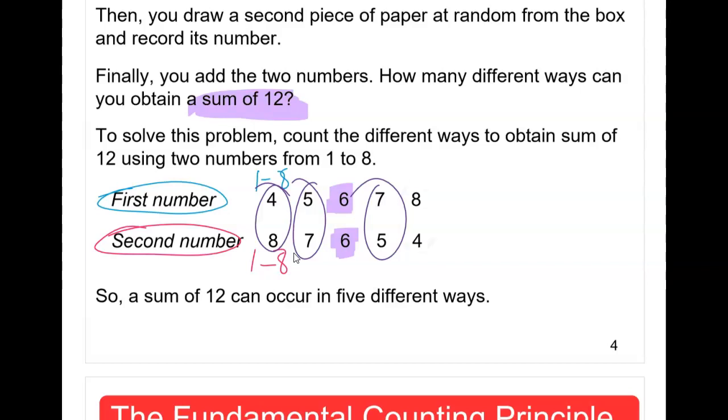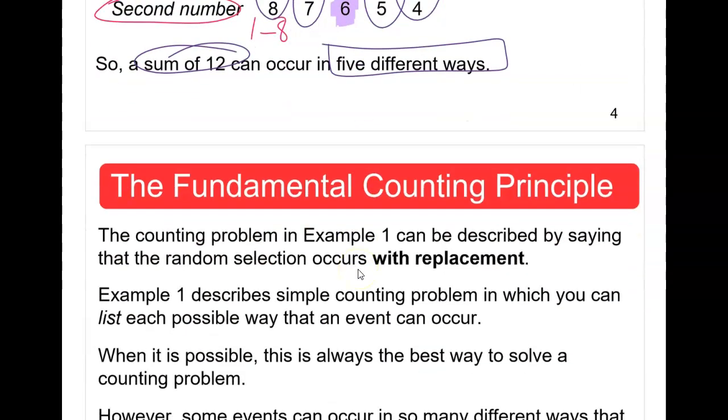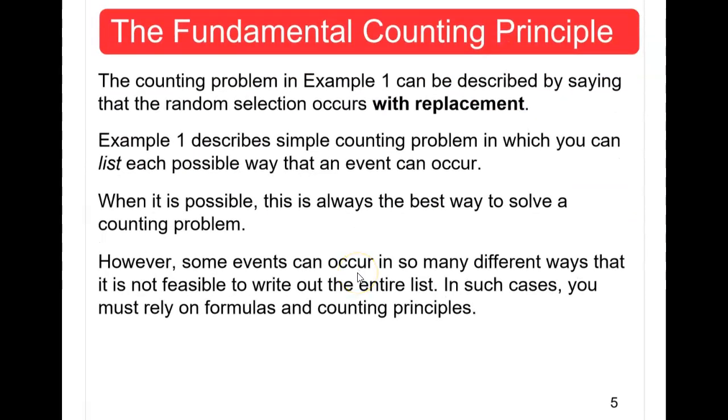Then finally, we have 8 for the first number and 4 for the second number, which is the reverse of the other option, a 4 and then an 8. So those different ways to obtain a sum of 12, if we count them, you could see that there are 5 different ways. The counting problem in example 1 can be described by saying that the random selection occurs with replacement. We put the paper back in the box so the same number could be drawn twice.